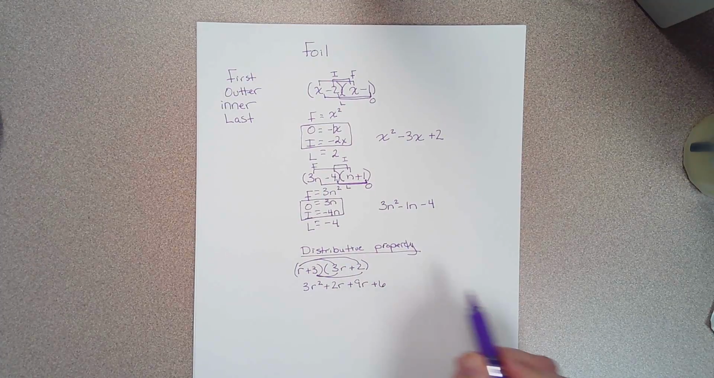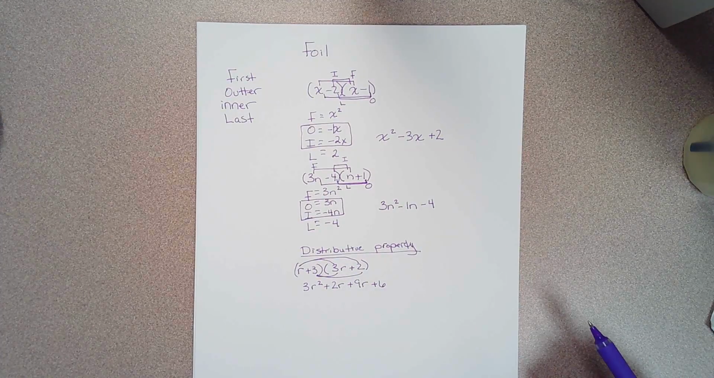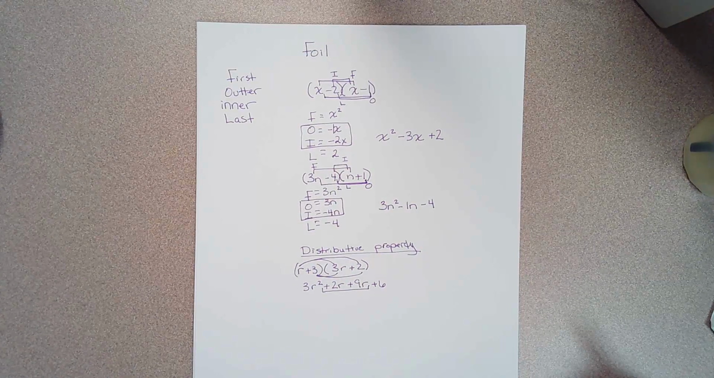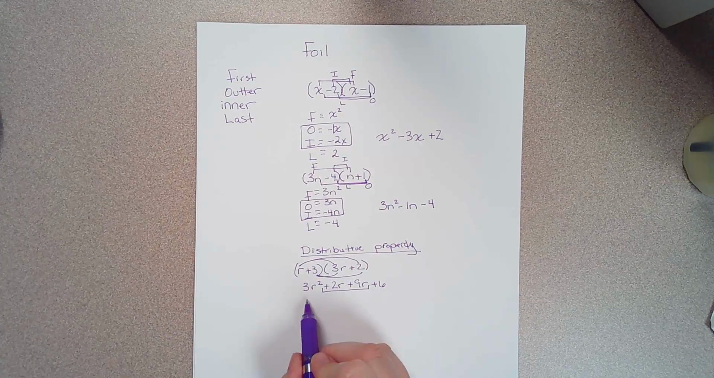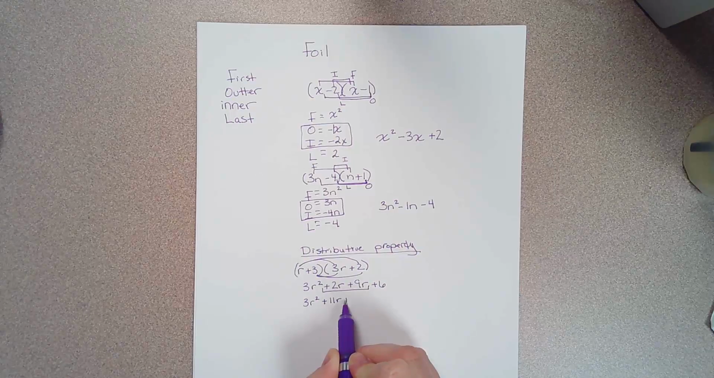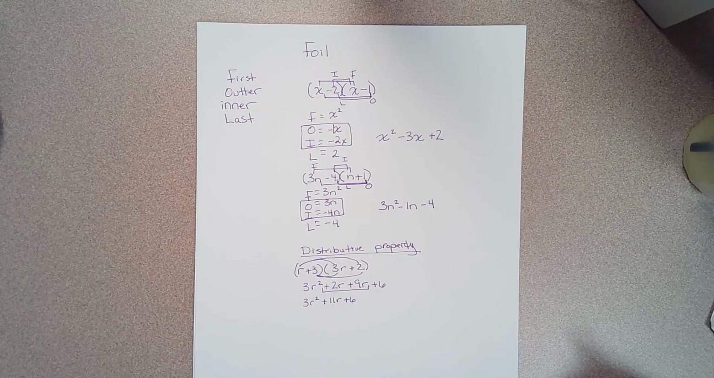Now, if these are written from least to greatest in the original groupings, then they should come out with the biggest exponent being your first one, and then so forth going down in order. If you notice, once again, the middle two are going to combine in this case. So 3r squared plus 11r plus 6. That is my final answer.